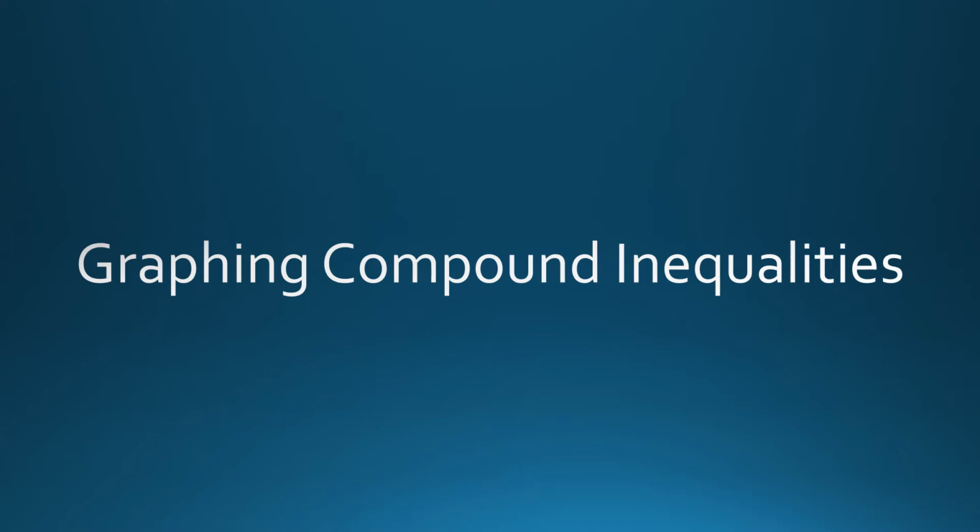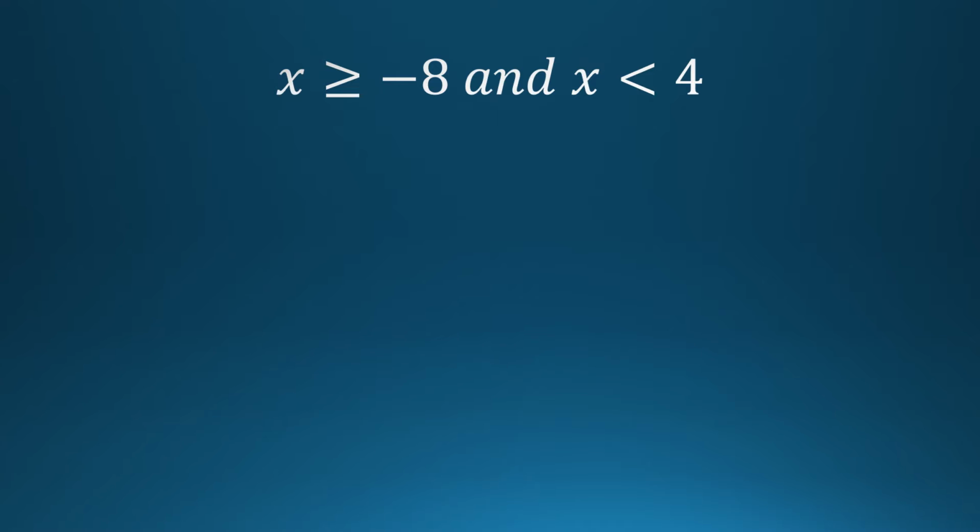In this video, I'm going to talk about how to graph compound inequalities. Looking at this first example, we can see it's an AND inequality, which means that when we graph, we're going to have an overlap of two different inequalities. So let's kind of see what that's going to look like.